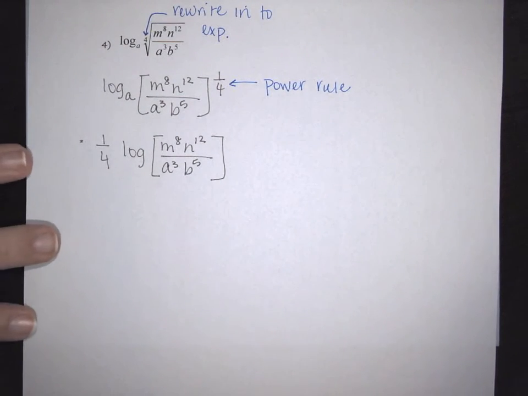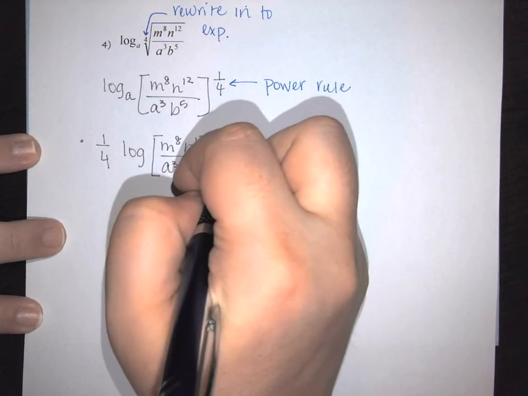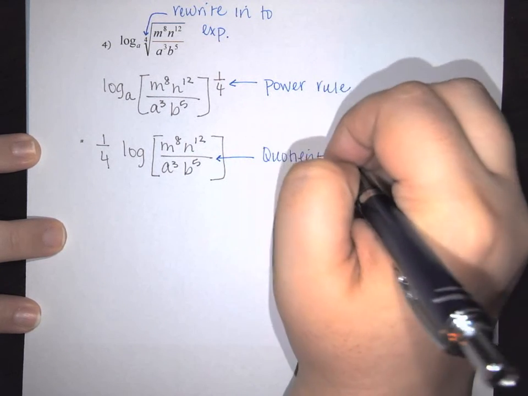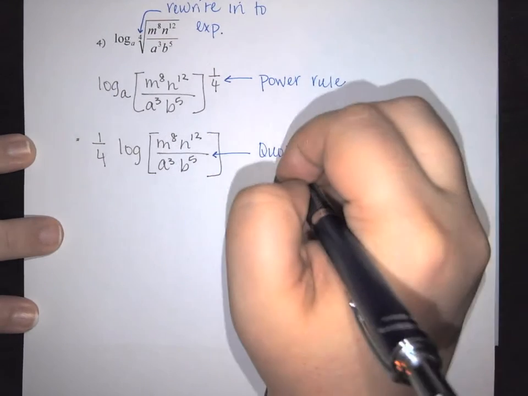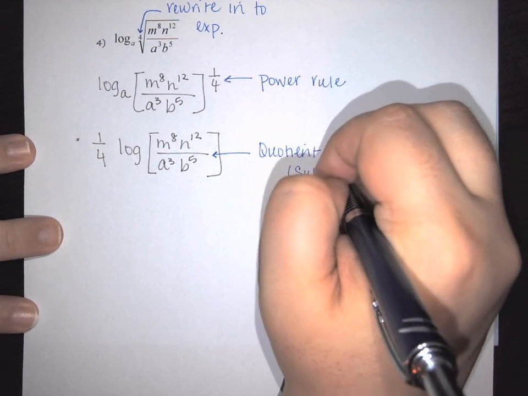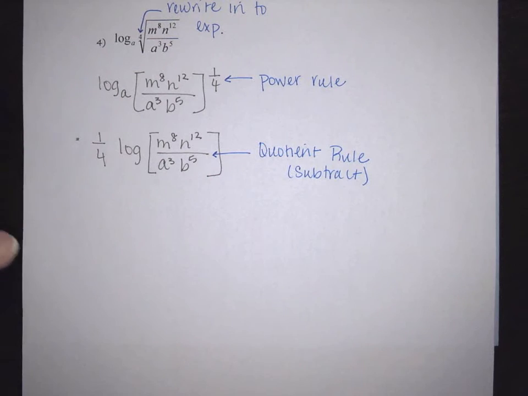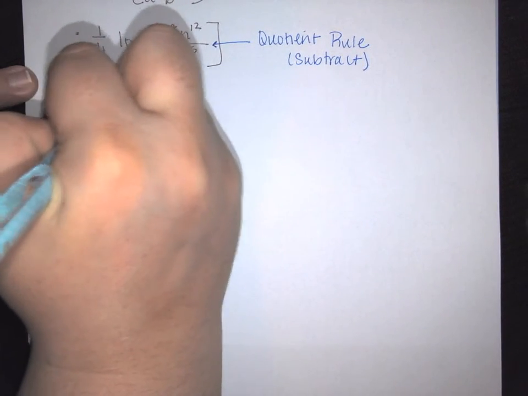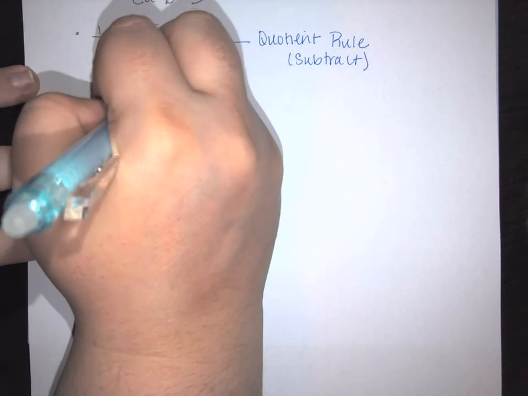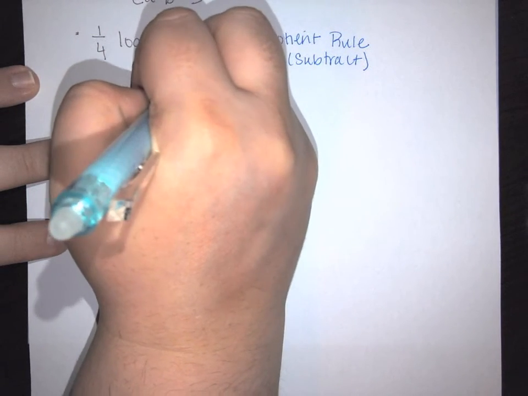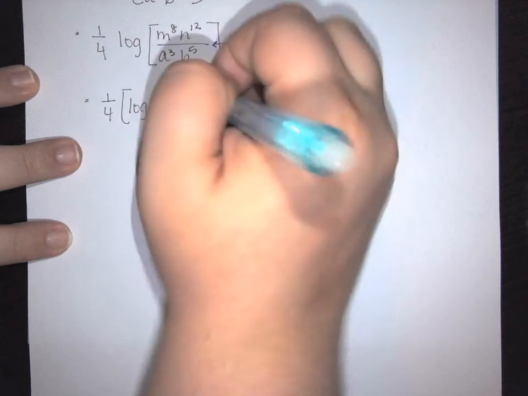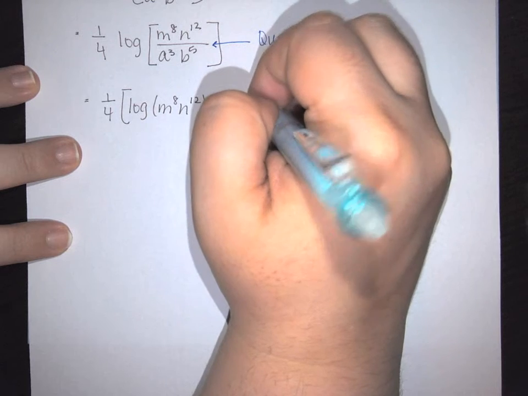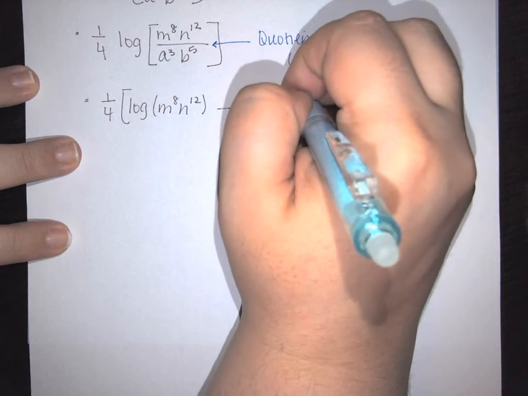Now the next outermost rule that we're going to use here is going to come from my fractions. So this is going to be the quotient rule. The quotient rule says that you have to subtract. And so in this case, what's going to happen here is we are going to have my 1/4, and it's going to be the log of my numerator, so m to the 8th, n to the 12th, minus my denominator, the log of a cubed, b to the 5th.